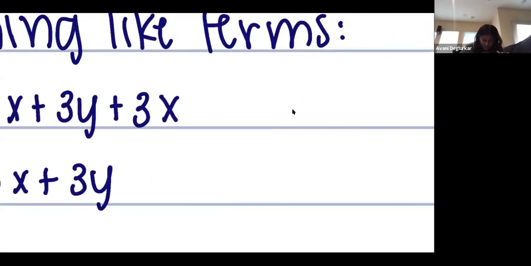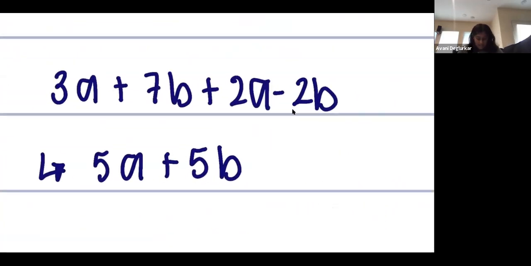So for another example, let's say that we have 3a plus 7b plus 2a minus 2b. So the same thing goes for subtraction. So we see that we have 3 A's here and 2 A's here. We have 7 B's here and 2 B's here. So we add these together, 3A and 2A, because they both have a positive sign in front of it. You don't see the positive sign here, but it is implied that it is a positive value if there's no negative sign in front of it.